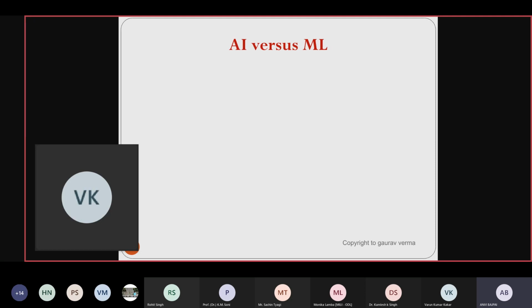Anybody of you? Any of the students, or those who are listening, who would like to give their views on what the difference between AI and ML is? Are these the same or are they different?